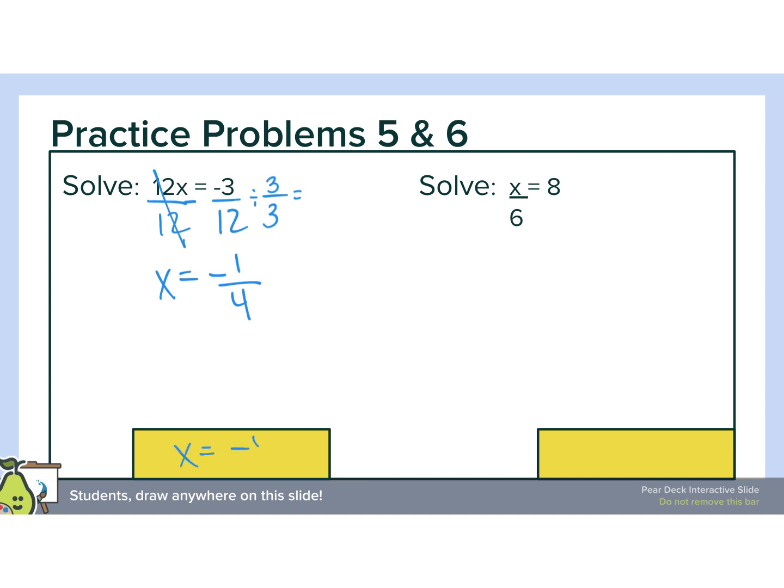X equals negative 1/4. And our last problem, we have a division problem. This is x divided by 6. Opposite of division is multiplication. We're going to multiply. Opposite of division is multiplication. We're multiplying by 6 on both sides. 8 times 6 is 48.